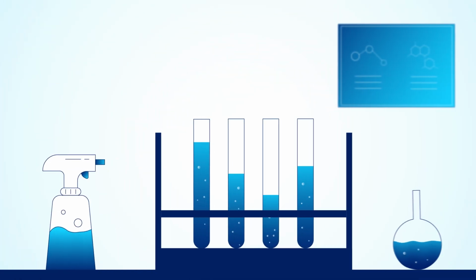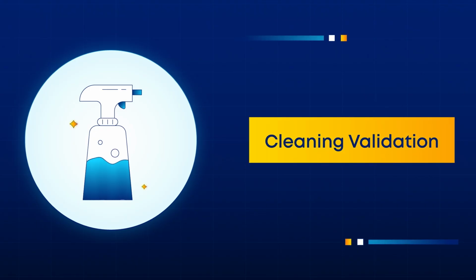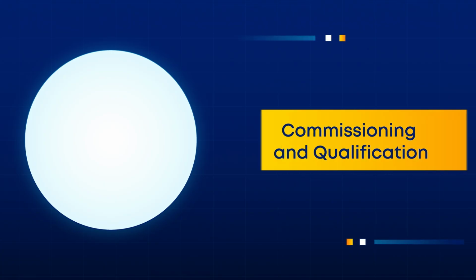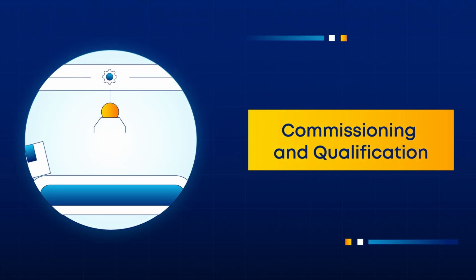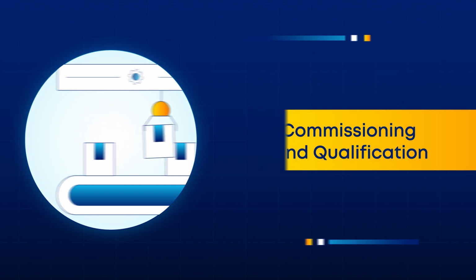Next comes cleaning validation. It guarantees that cross-contamination is prevented and no residues are left behind after a production run. Equipment and instruments qualification and validation demonstrate that the equipment and instruments used during manufacturing were correctly installed, work properly, and will produce the expected results consistently.